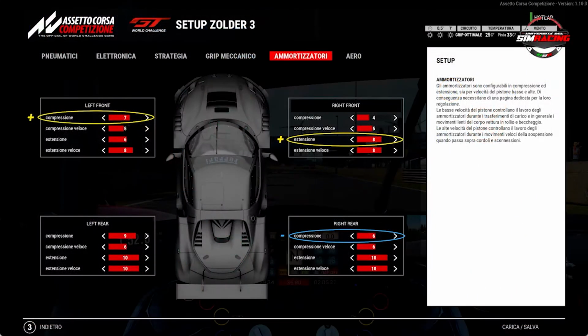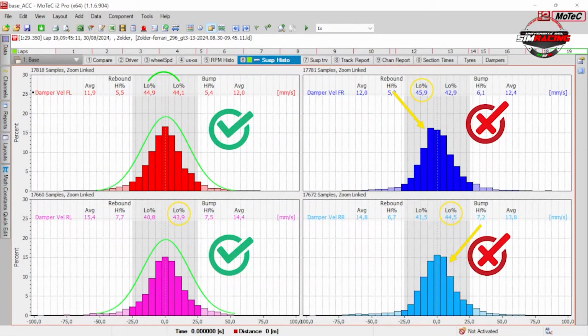Based on the new data, we decide to leave the left rear unchanged while adjusting the left front by stiffening the slow compression, the right front by increasing slow rebound stiffness, and the right rear by softening slow compression to reduce the percentage gap between values. After another session, we review the new histograms, but once again the changes don't yield exactly the expected results.